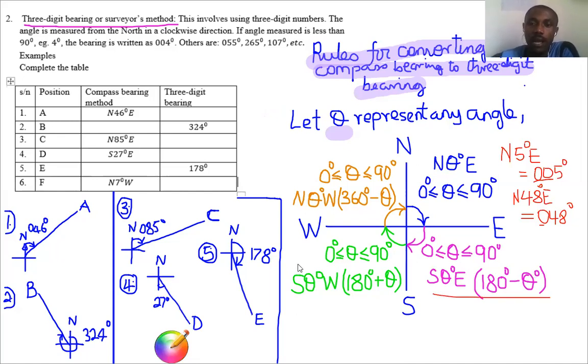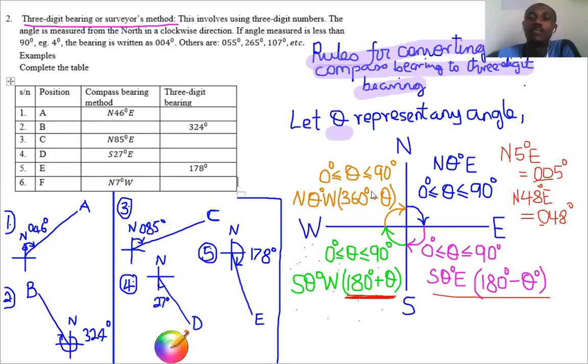Now let's move to the southwest region. Any points that lie within the southwest region, if you're given the bearing in compass bearing, to resolve it to three-digit bearing, what do you do? Add the angle to 180 degrees. When you add that angle to 180 degrees, you resolve it to a three-digit bearing.